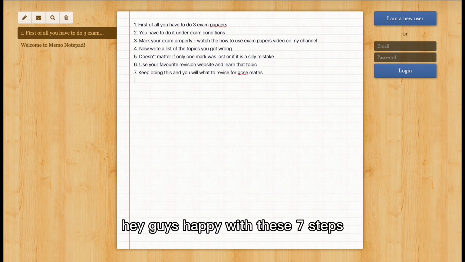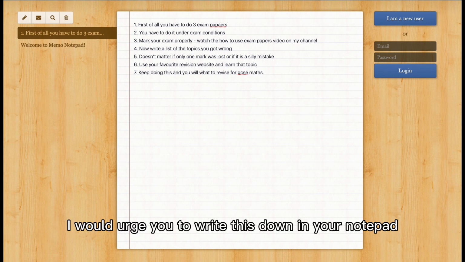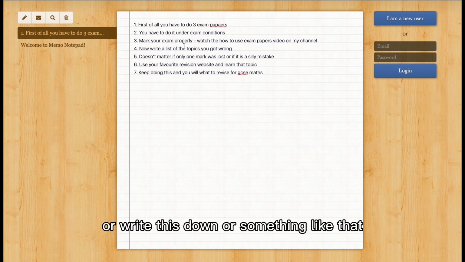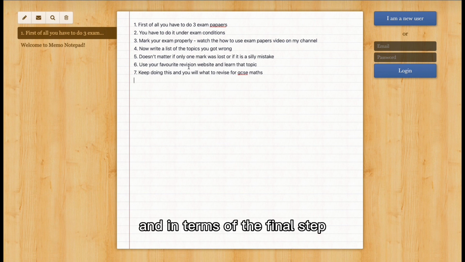Are you guys happy with these 7 steps? I would urge you to write this down in your notepad or something like that. Memorize this. And in terms of the final step, this is like a bonus tip.